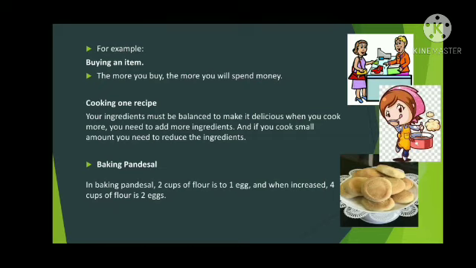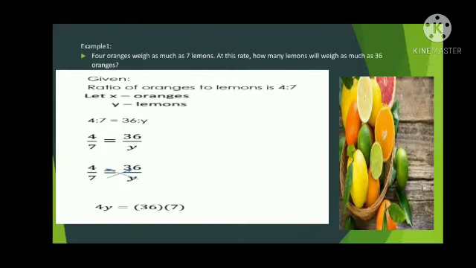Next thing is baking pandesal. In baking pandesal, 2 cups of flour is to 1 egg. Or when increased, you will use 4 cups of flour is to 2 eggs. That is the ratio. So as you can see in baking pandesal, you are applying a direct proportion. So we have our first example.